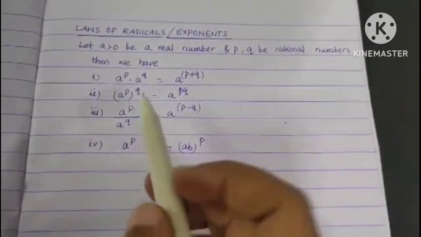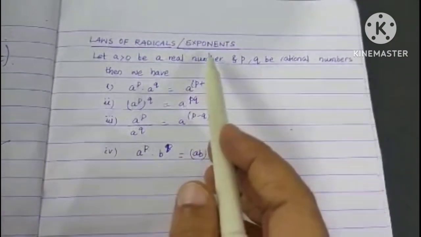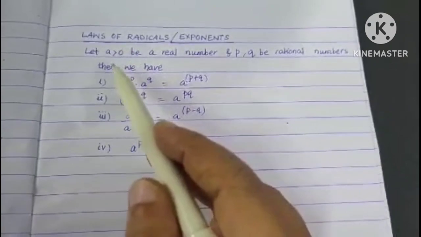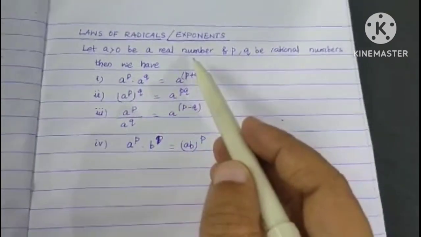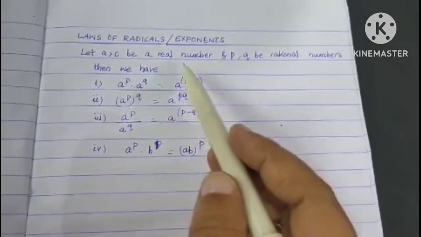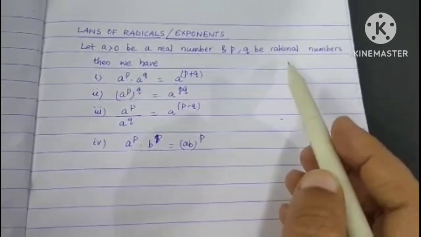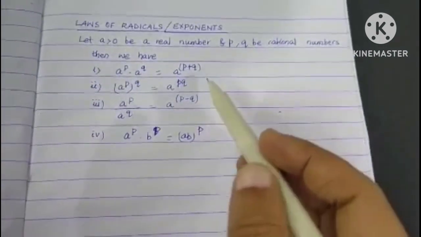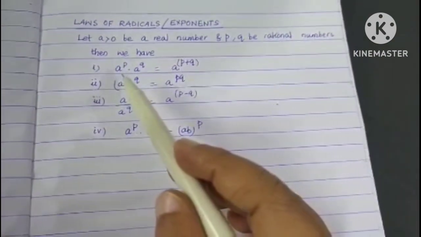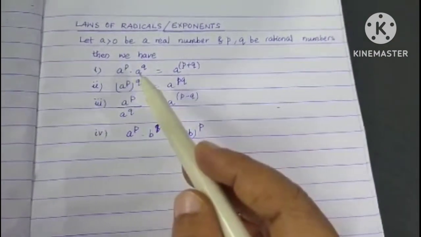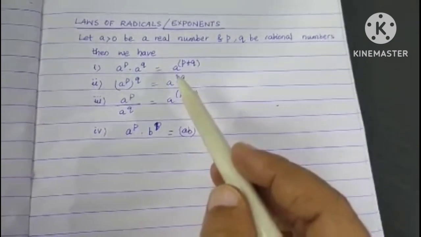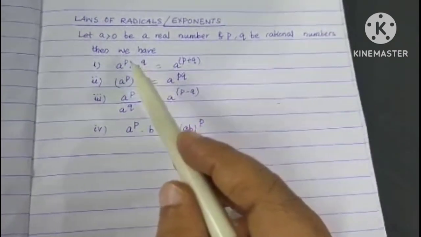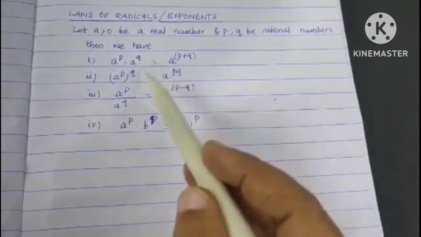Now this is the last topic of this chapter, the number system. This is the last topic, that is laws of radicals or exponents. Suppose a is greater than 0 be a real number, and p and q are rational numbers, then we have these four laws of radicals or exponents. The first one is a to the power p multiplied by a to the power q is equal to a to the power p plus q. We simply add these exponents.